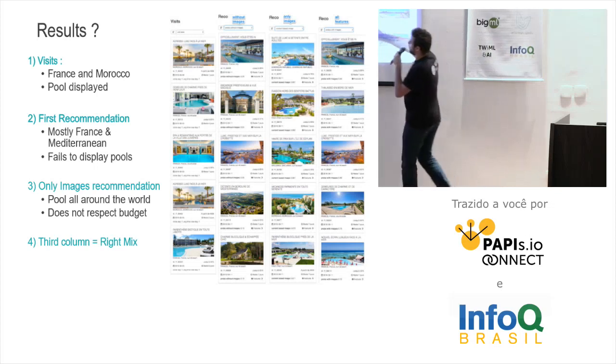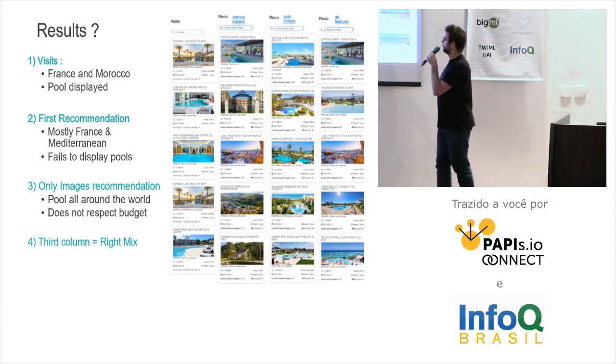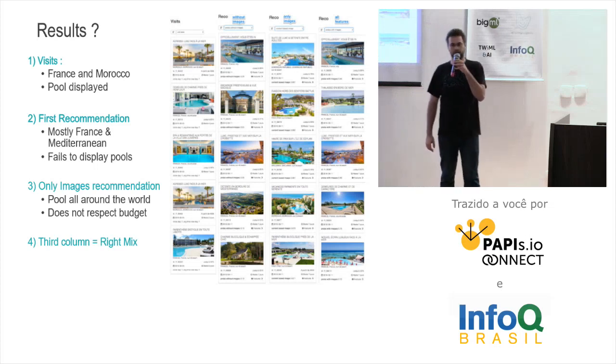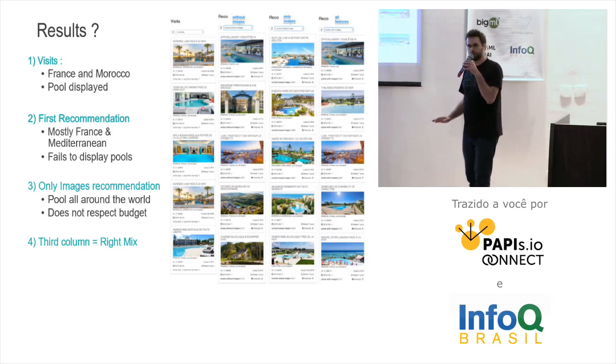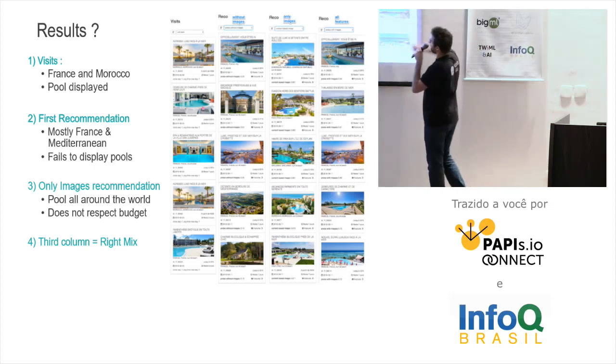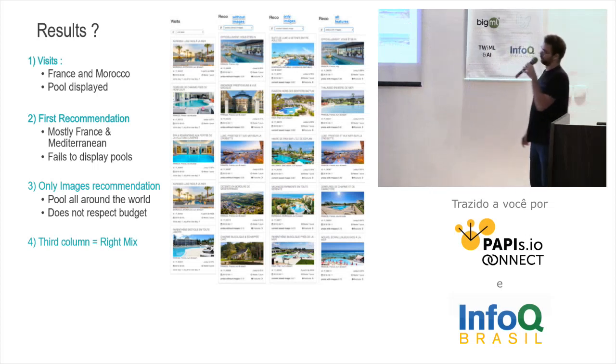Then the third column. The problem that we have is, of course, all of these pictures are really nice and seem to match the first column. However, we are sending the person to Dominican Republic and to Sri Lanka, which is probably not what the person expected because he doesn't have the budget to go over there, right? And so on the last one, we get everything right. Only France, Morocco, and pools.